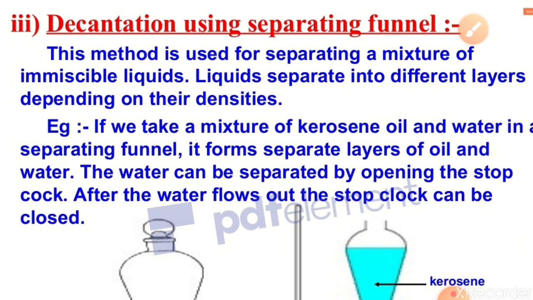This method is used for separating a mixture of immiscible liquids that separate into different layers depending upon their density. Here we are taking just two liquids, but you can separate liquids forming different layers depending upon their densities. For example, if we take a mixture of kerosene oil and water in a separating funnel, it forms separate layers of oil and water. Obviously you know that. Then the water can be separated by opening the stopcock. After the water flows out, the stopcock can be closed. That water will be taken out in some other container and the oil will remain in the separating funnel.